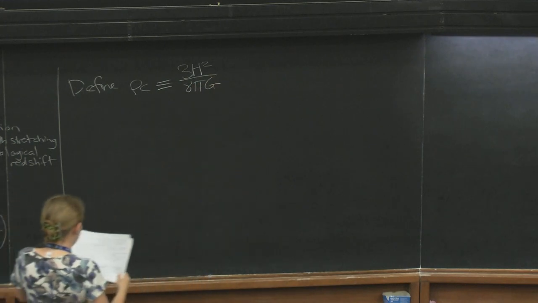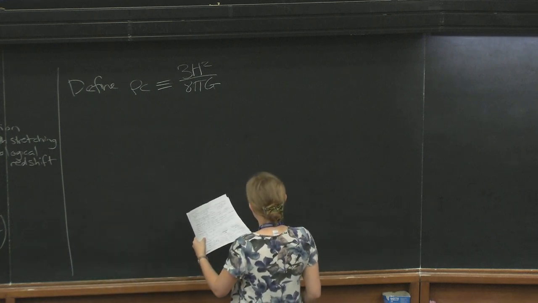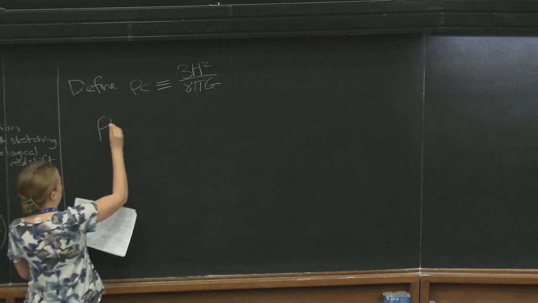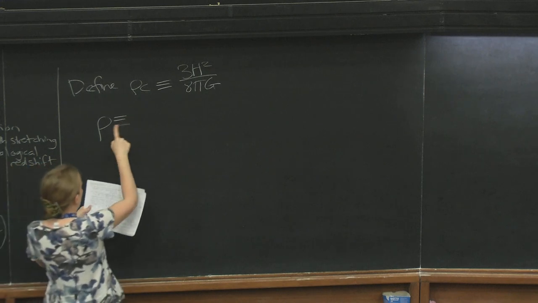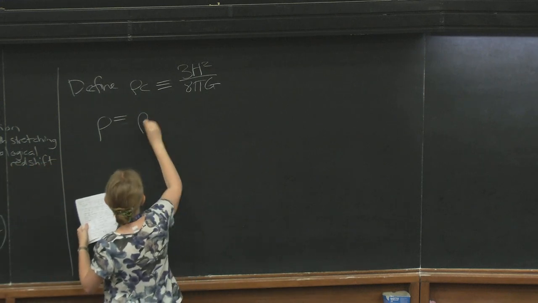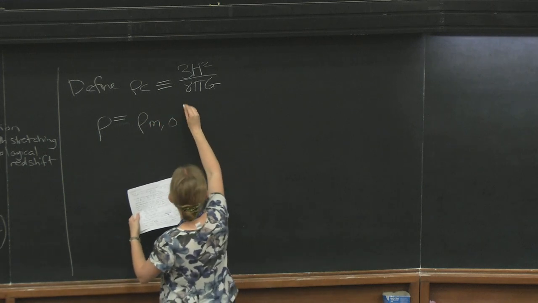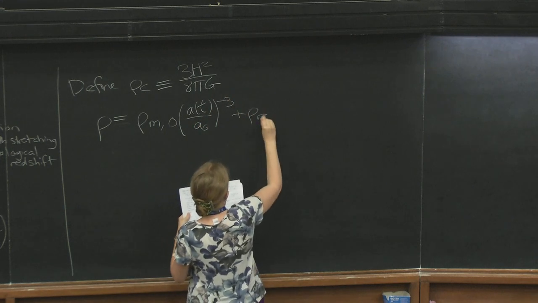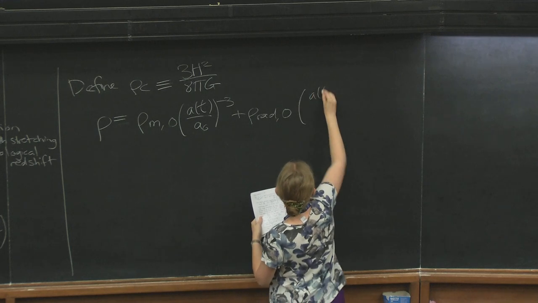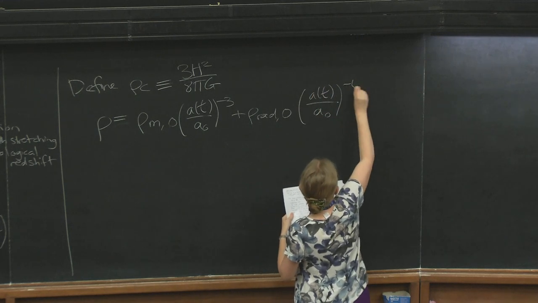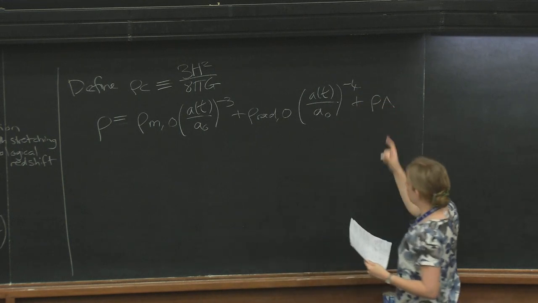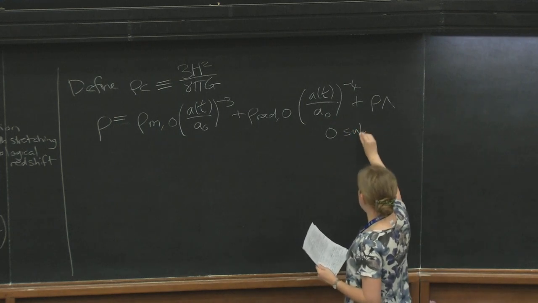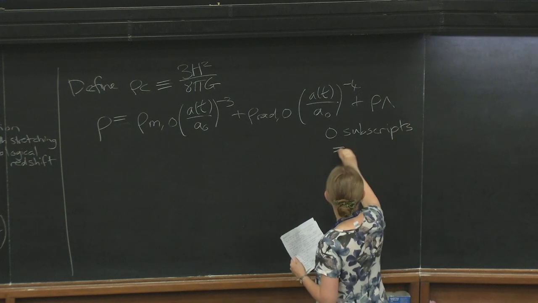Okay, so then we're going to define this critical density, and we're also going to break down the overall density into components that correspond to matter, radiation, and dark energy. So we'll have a matter component, and a radiation component, and a dark energy component, which I'll indicate by this lambda symbol. So here, zero subscripts indicate the present day.